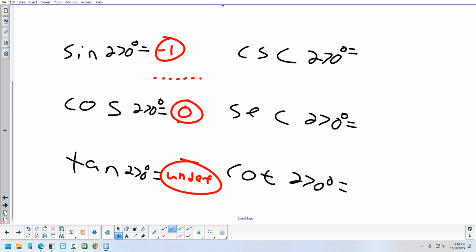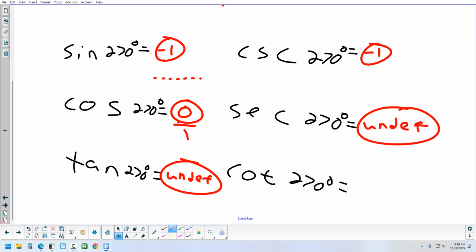So Michael, what's my cosecant going to be? 1 over -1. And what will that reduce to? Negative, or yeah, -1. Yep, -1. Good. Okay, how about the secant? Kaylee, what's the secant of 270? Undefined, because think of it as 0 over 1. When you flip that, 0 goes to the bottom. So undefined.